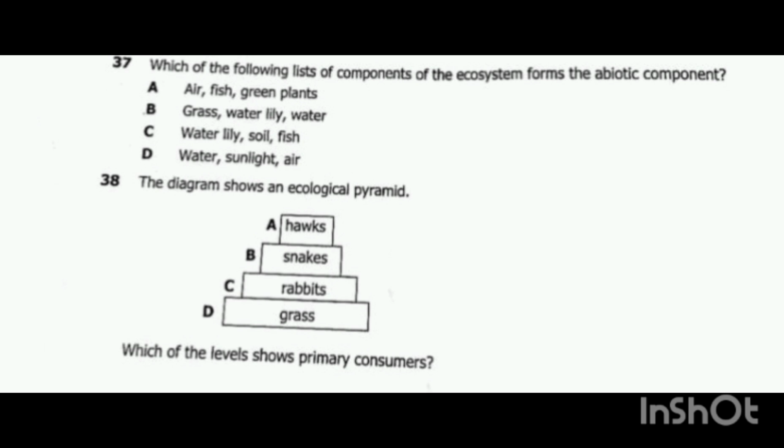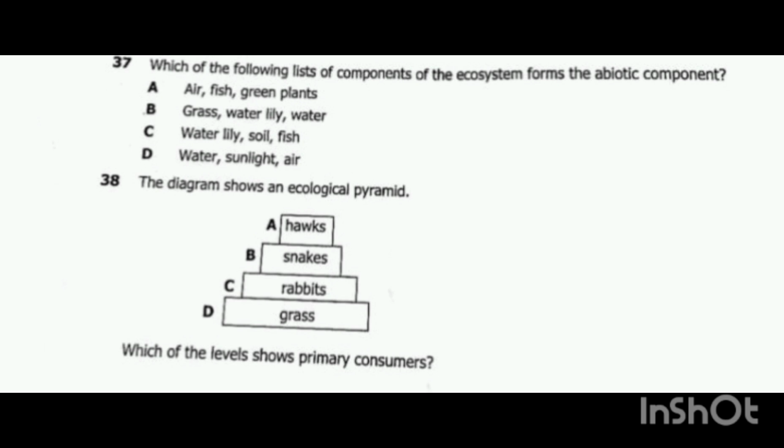So guys, abiotic components, we're talking about those components in the environment or ecosystem which do not have life. Those which are non-living are called abiotic. Then the opposite is biotic. So abiotic components are components which are non-living, components which do not have life. So water is abiotic, sunlight is abiotic, and air is abiotic.